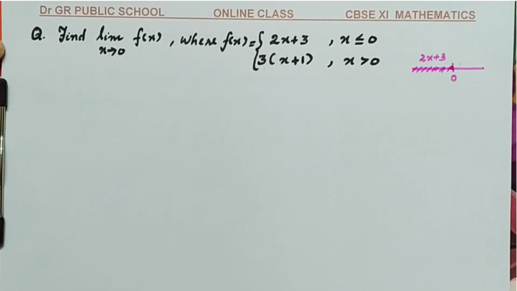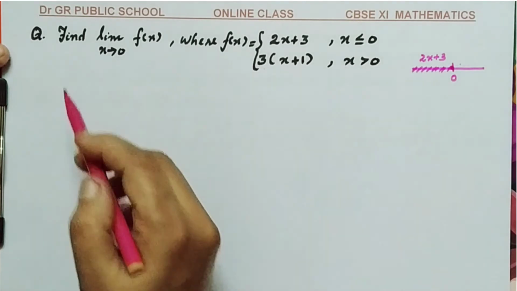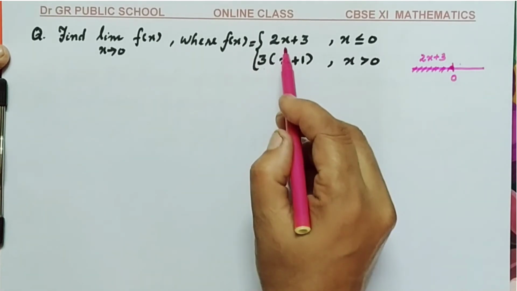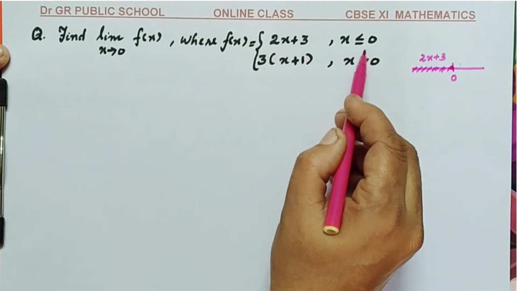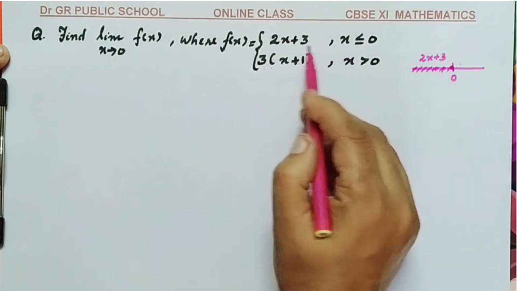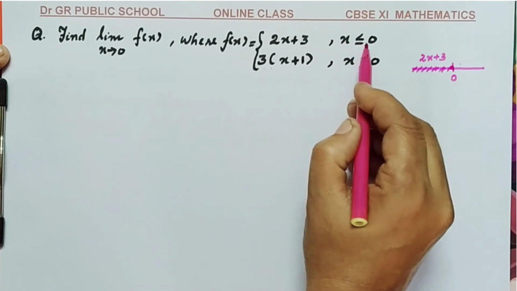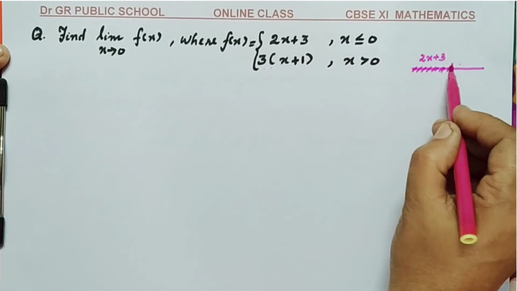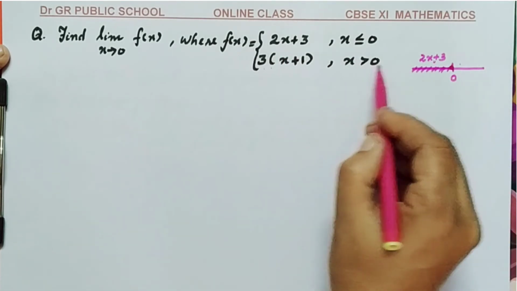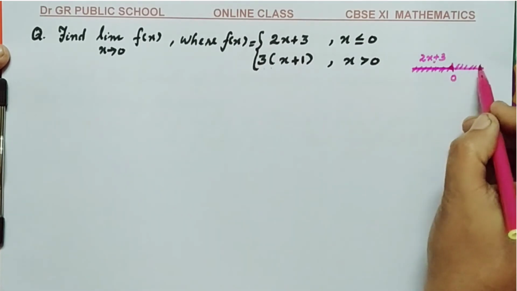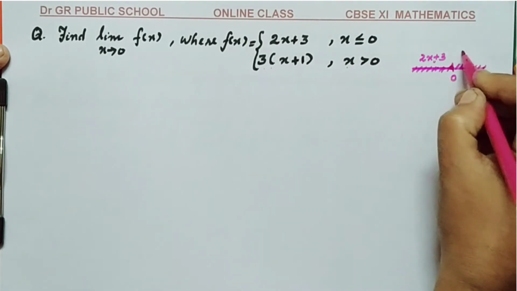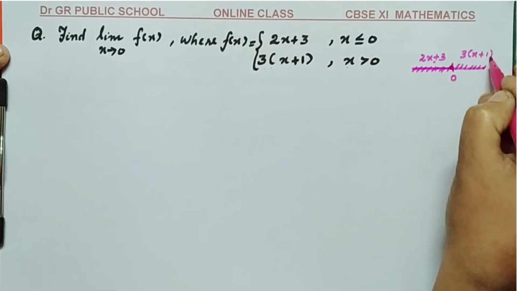Now we need to find the limit of a function at a particular point. Come to the question: find limit x tends to 0 of f(x), where f(x) equals 2x plus 3 when x is less than or equal to 0, and 3 into x plus 1 when x is greater than 0. Here the function takes two values. When x is less than or equal to 0, the function takes the value 2x plus 3. But when x is greater than 0, the value of the function is 3 into x plus 1.